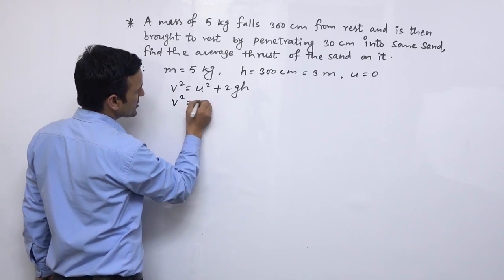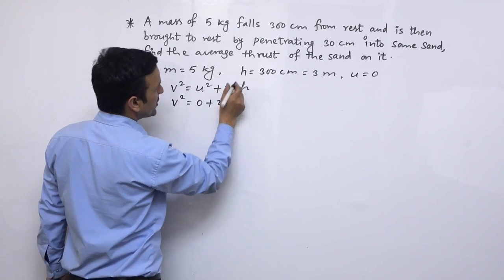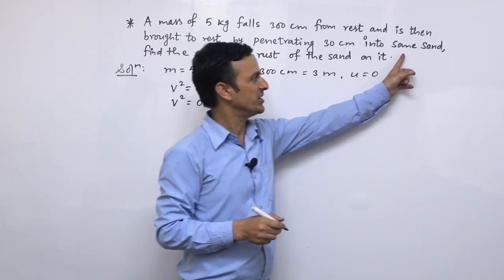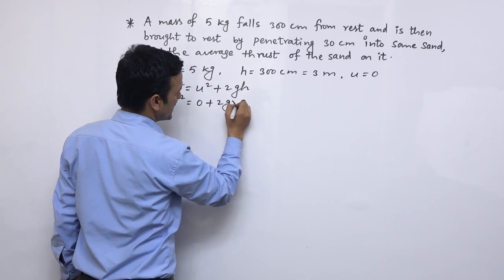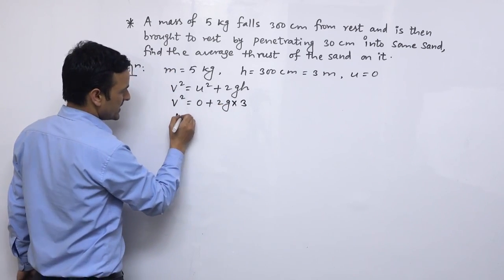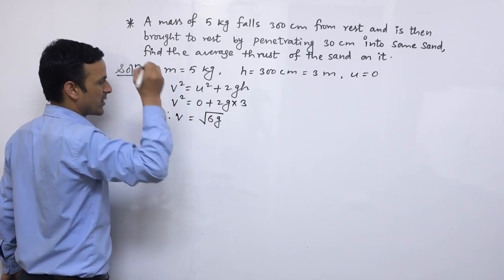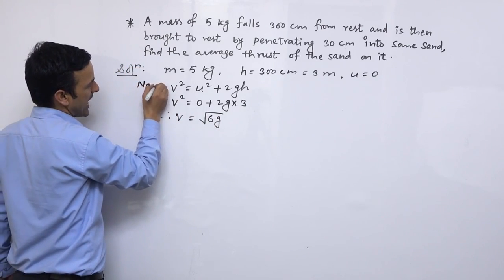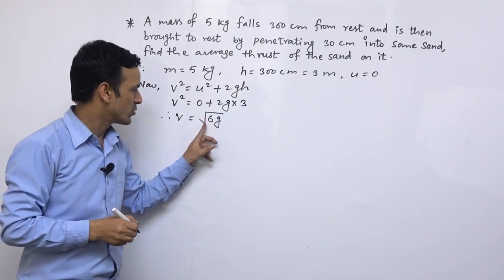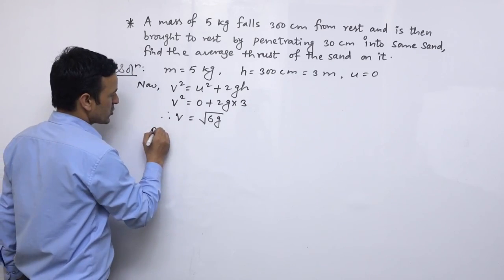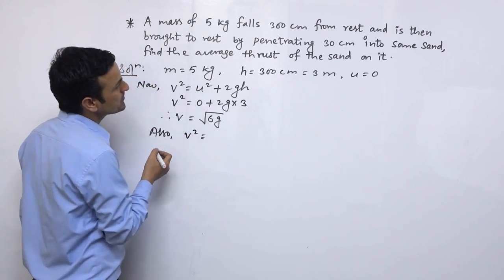So it is v square is equal to 0 plus 2 times g, and g is unknown; the value of g is not given here, so we write down the same term. And h is 3 meter. So v square is equal to 6g, so v is root under 6g. This is velocity, and we can apply this formula over here to find its velocity, root under 6g.